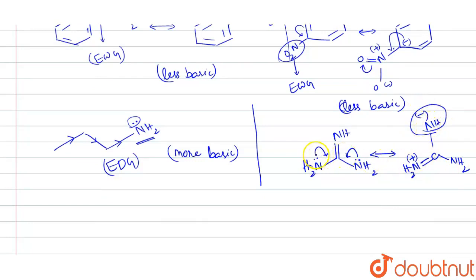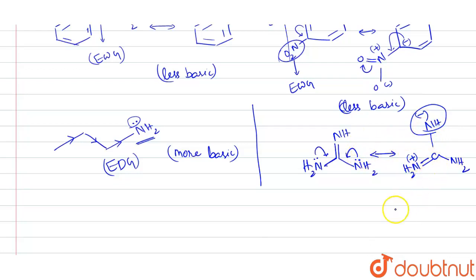That means due to the strong electron donating effect of this nitrogen that is linked to the carbon through single bond, this nitrogen becomes very much basic, because this has a negative charge on itself in one of the resonating structures.